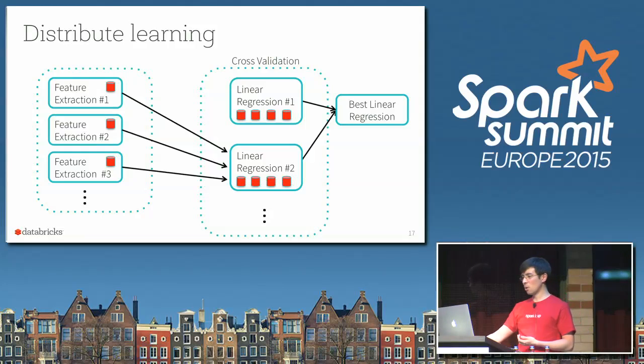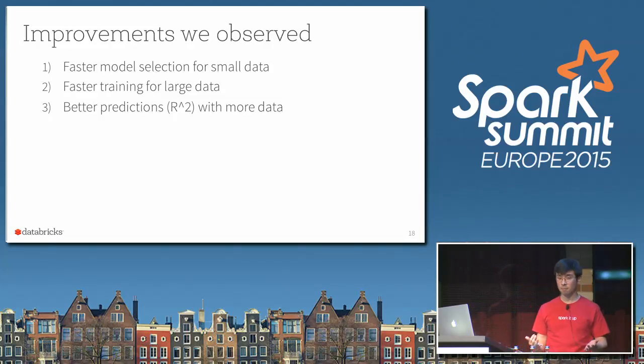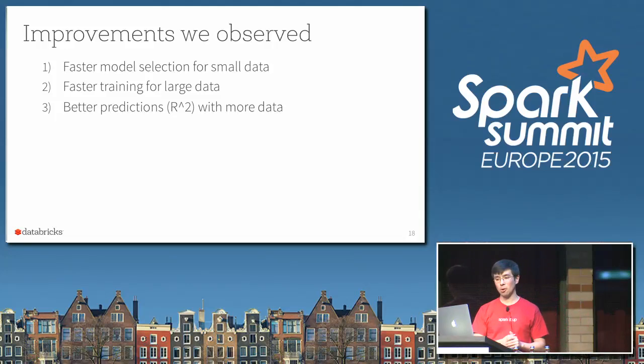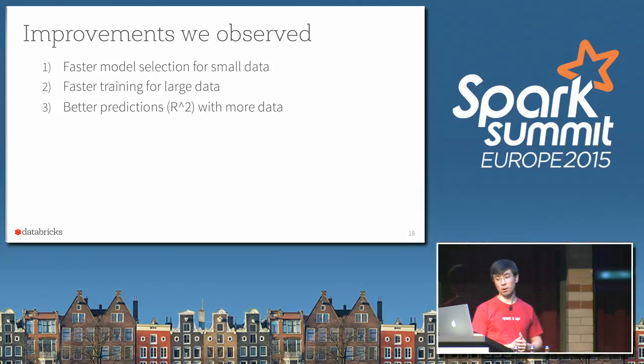Cool. So as far as improvements that we observed, first, we saw faster model selection for small data, where we distributed cross-validation. I didn't have time to show it in this demo, but there's much faster training for large data. Like training on that 10 times larger data set with scikit-learn would take way too long for this demo. And then finally, we showed that we could get better predictions, r squared, with more data.